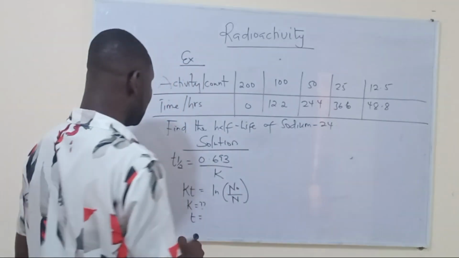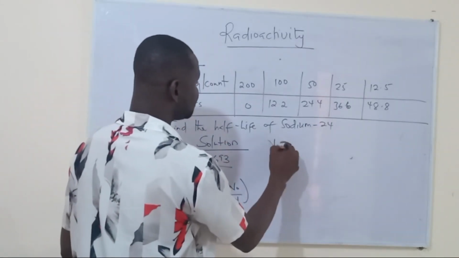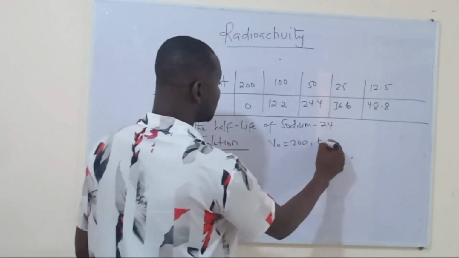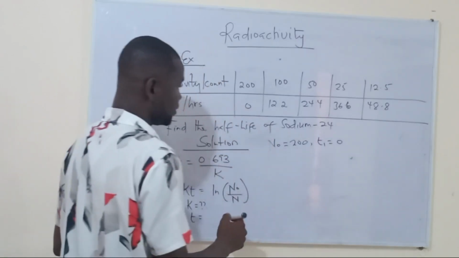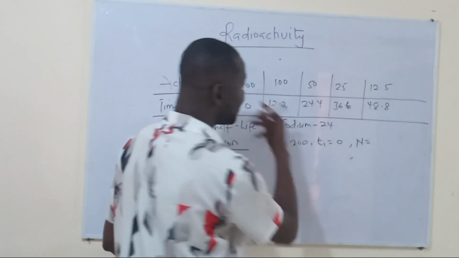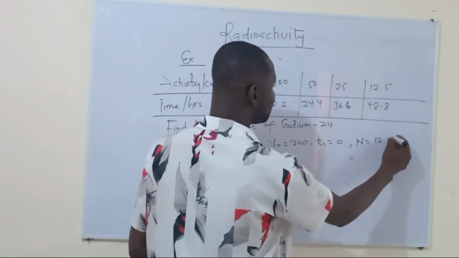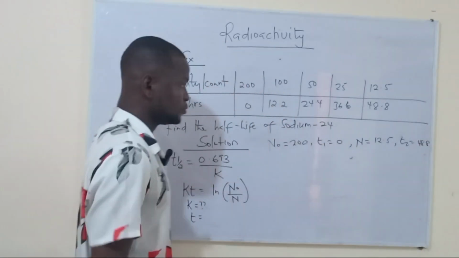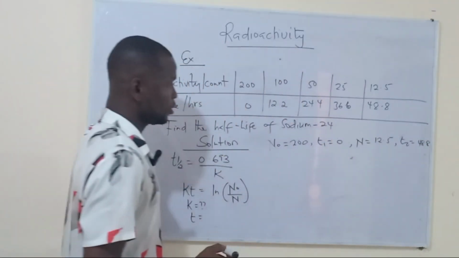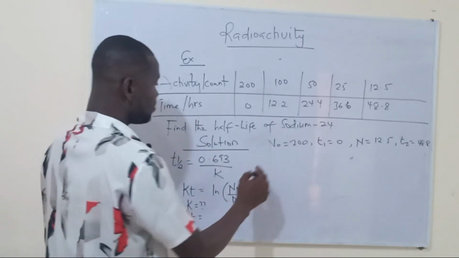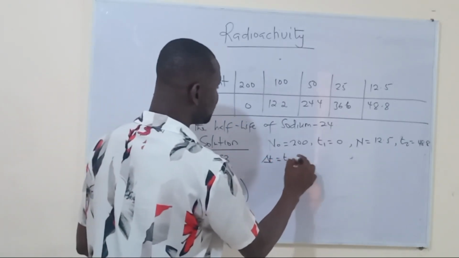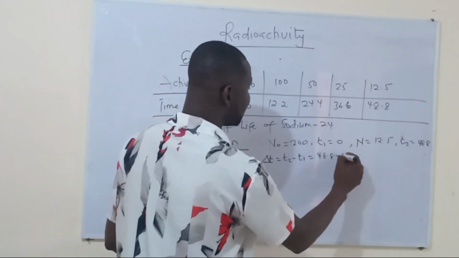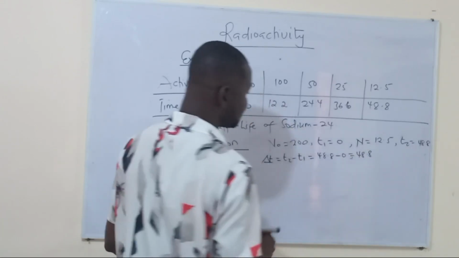Okay, so if I am to use N0, let's say 200, its corresponding T1 would be 0. If I take N, which is my final amount, let's say I'm using 12.5, its corresponding time would be 48.8. So my change in time would be T2 minus T1. So I'm going to get 48.8 minus 0, which will give me 48.8.